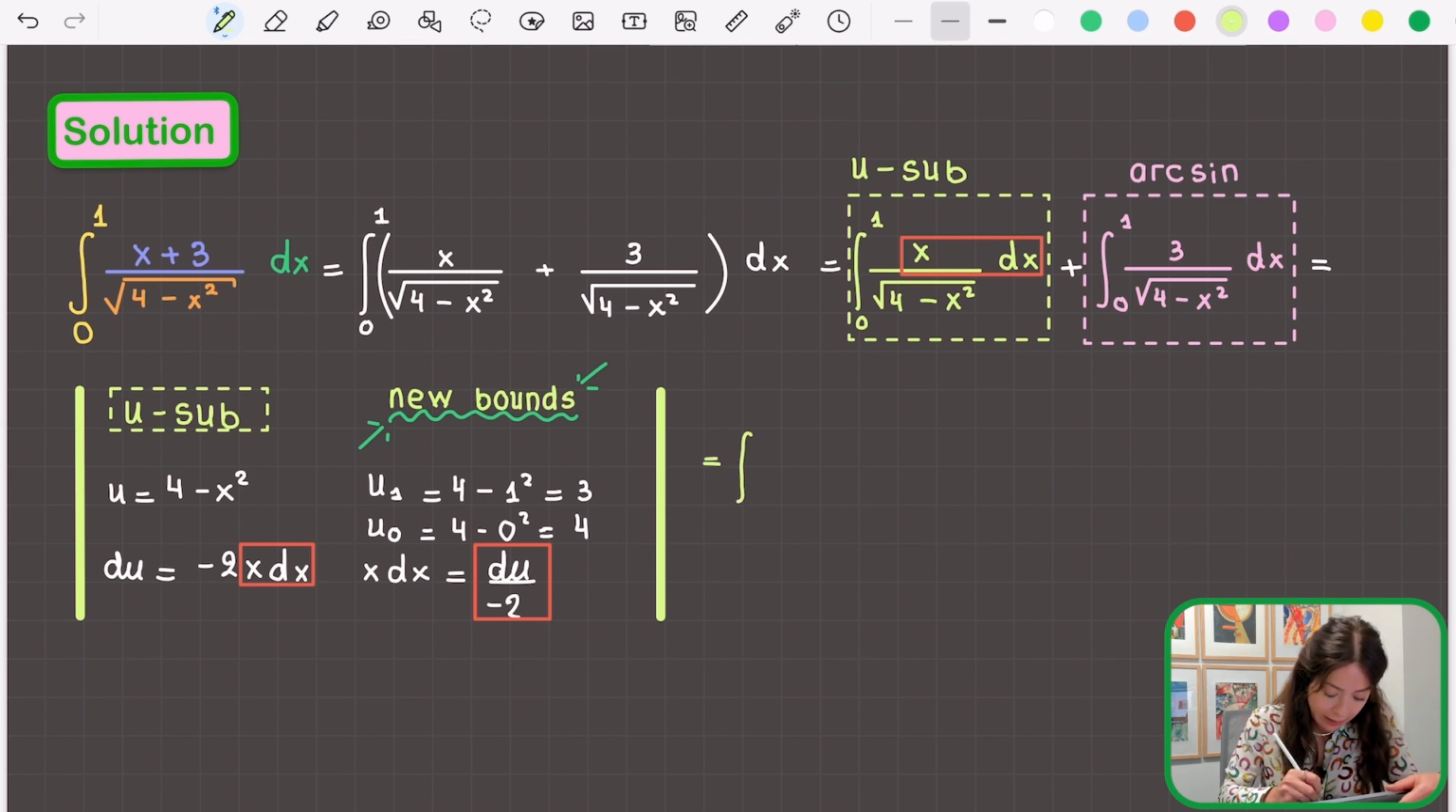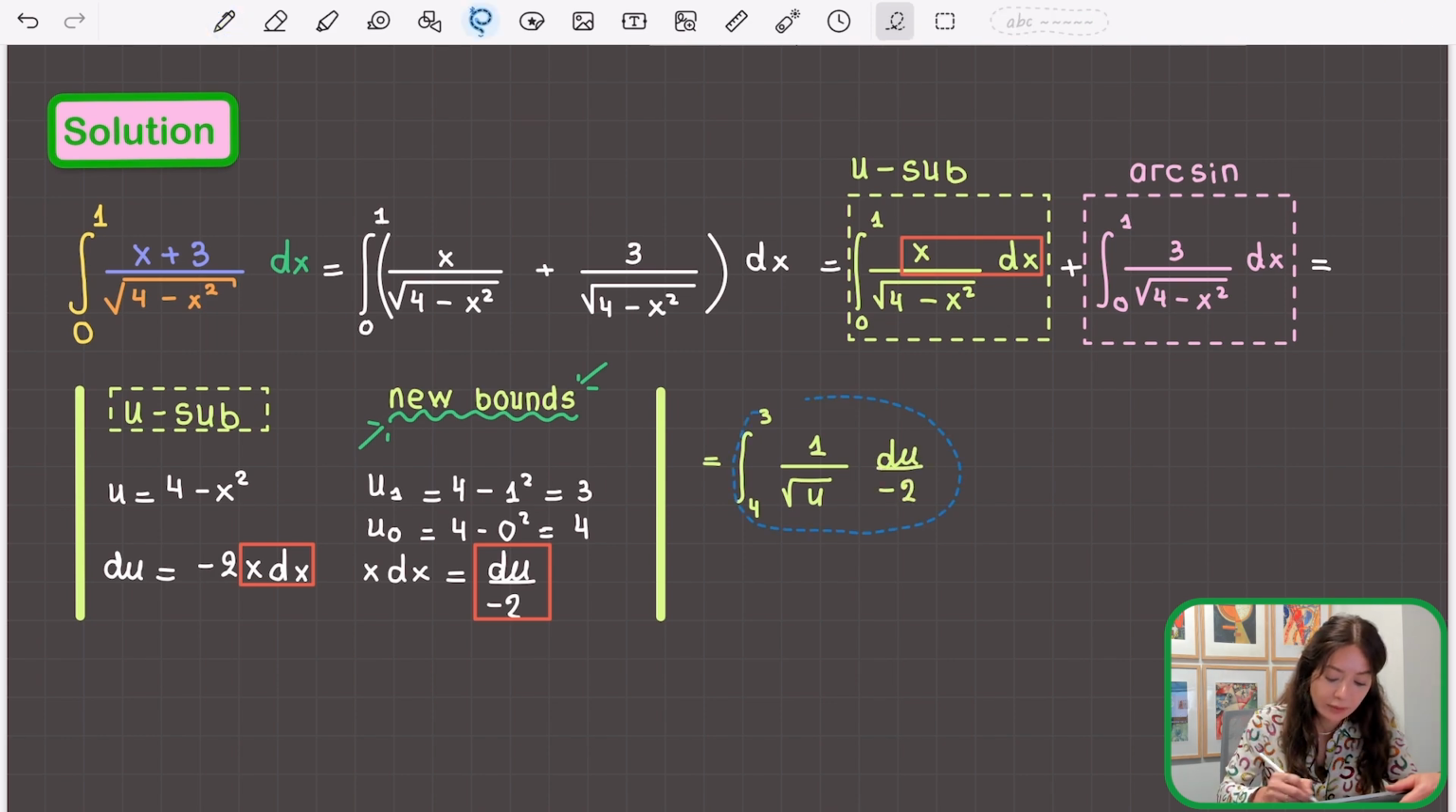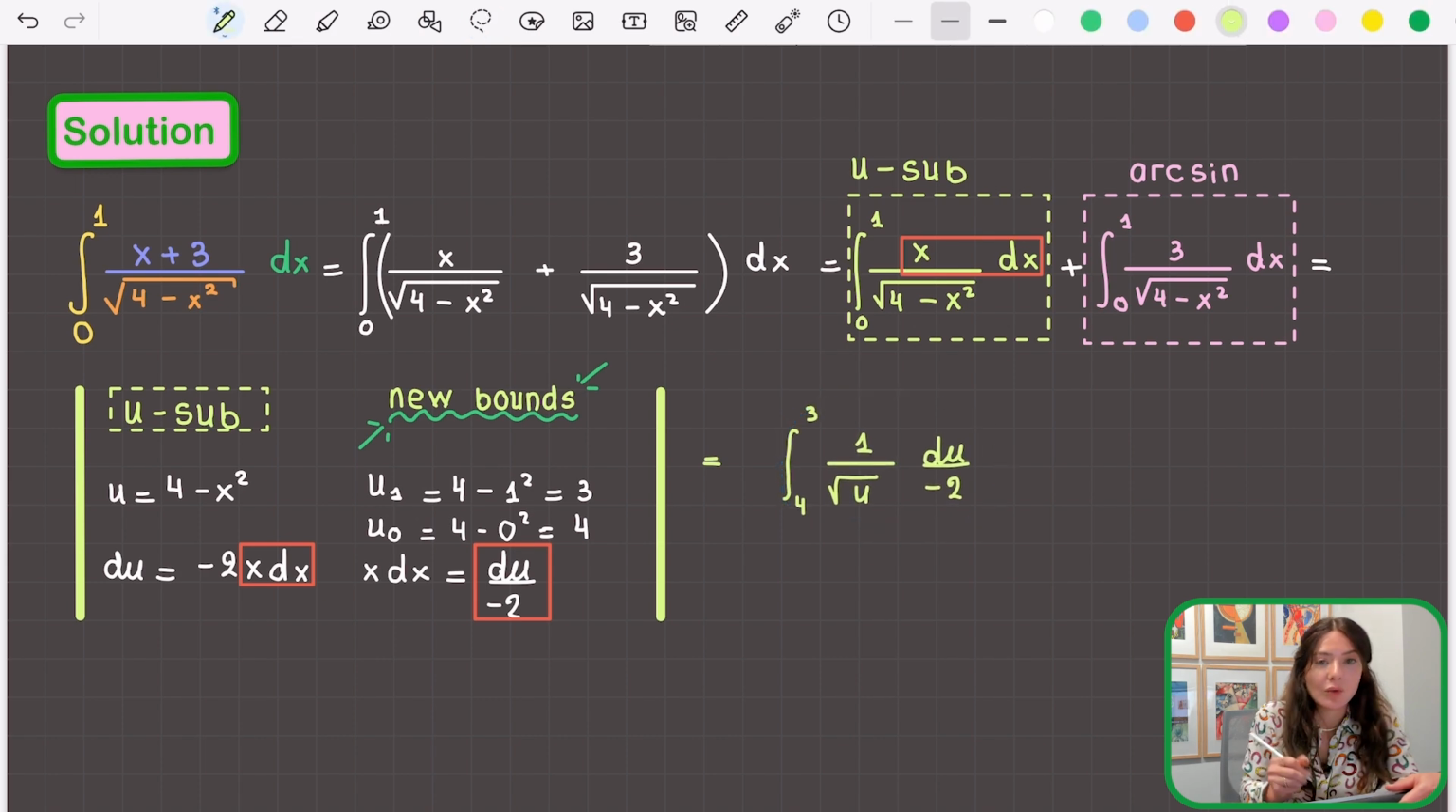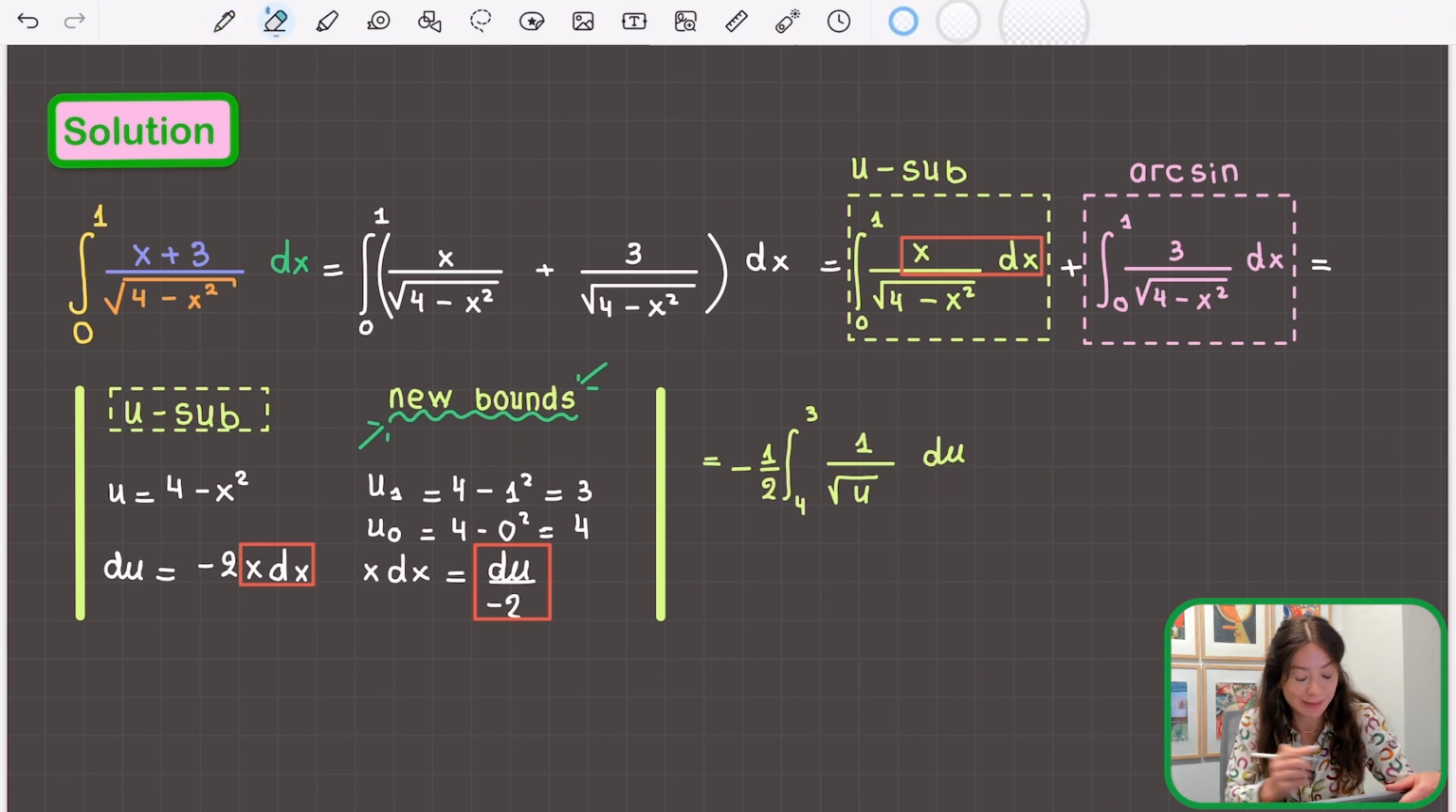I have my lower bound, which is 4, and my upper bound. I have 1 over square root of u, and I have du over negative 2. Now, du over negative 2 is du times negative 1 over 2. I'm going to bring that out of the integral because that's simply a constant, so that I don't have clutter in the integral.